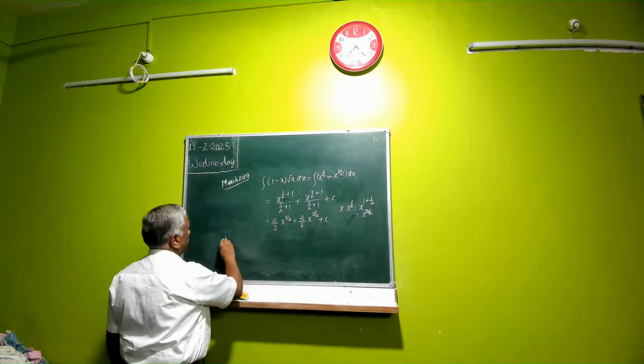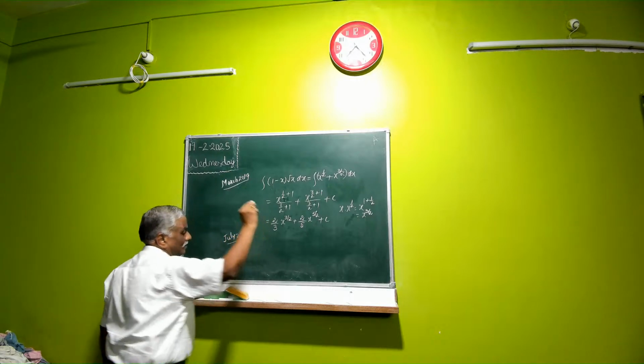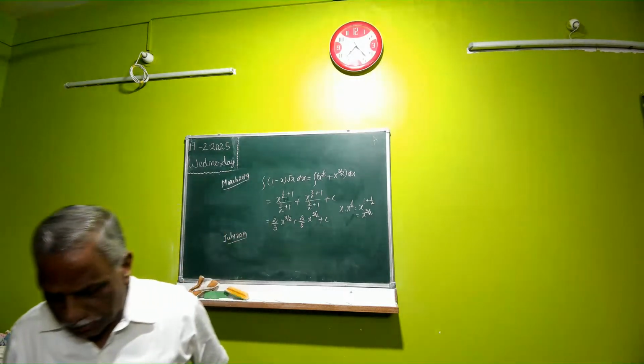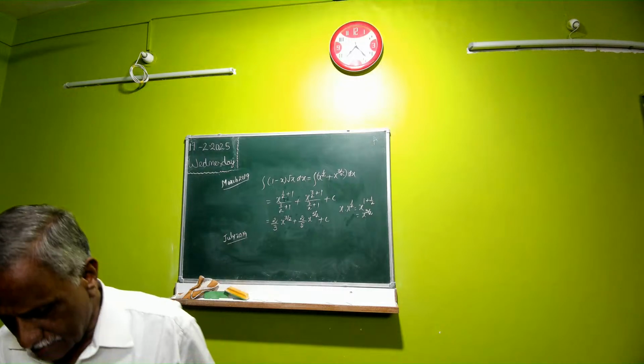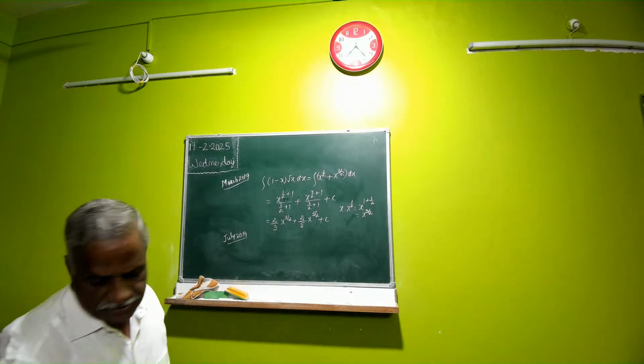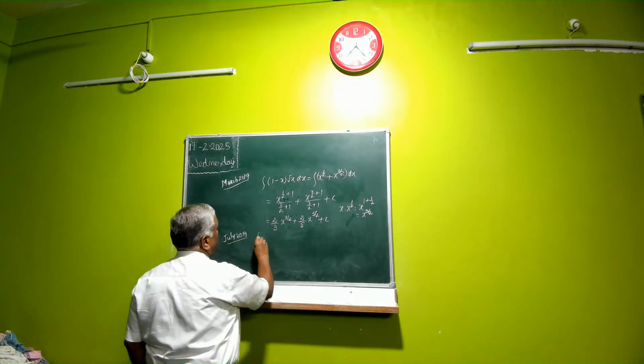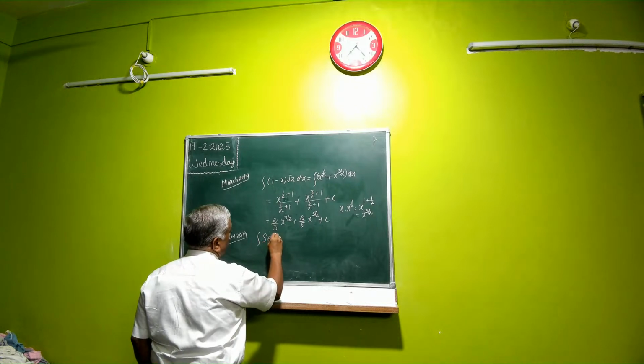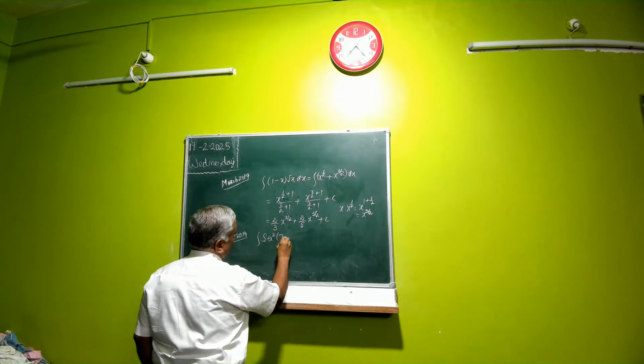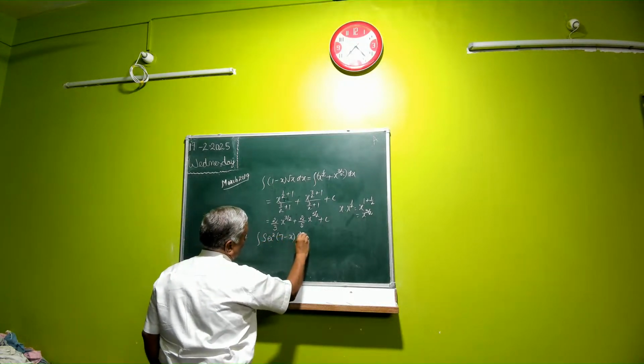So July 2019. The July 2019 problem is the integration of secant square of 7 minus x.